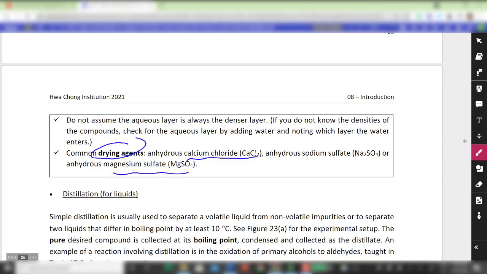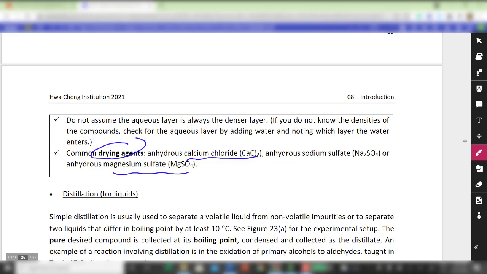And then you notice that once it's more dry, your organic solvent will be less cloudy. Okay, it kind of clears up. I think you really need to see it to understand what exactly is going on here, although I can try to explain it.